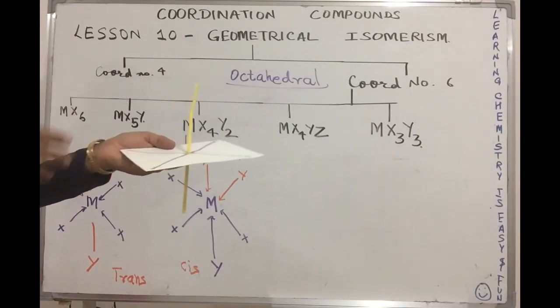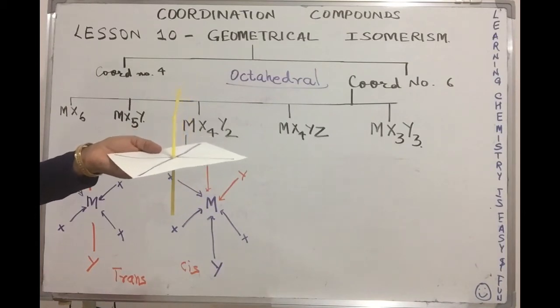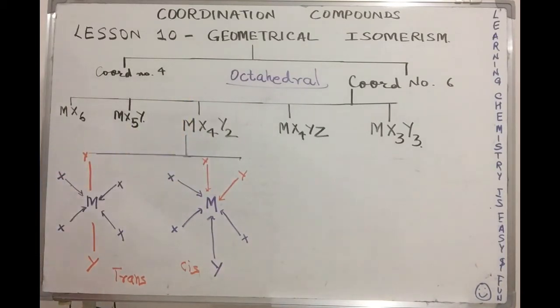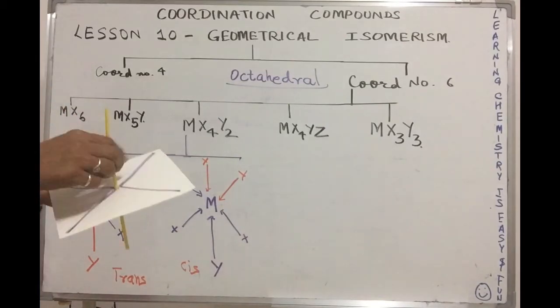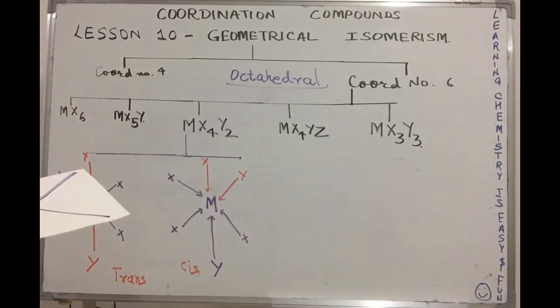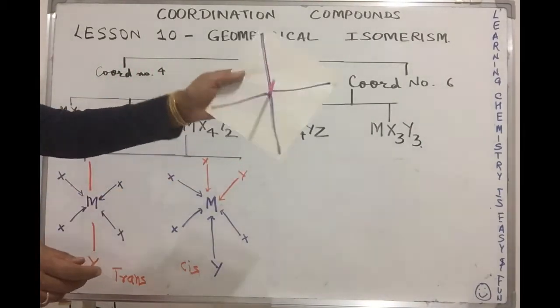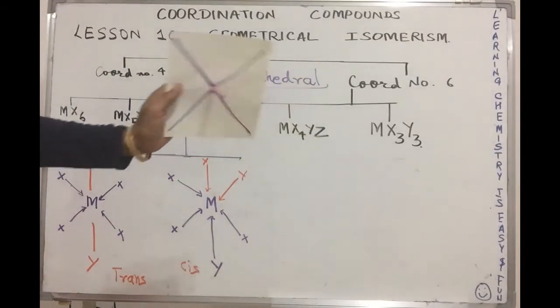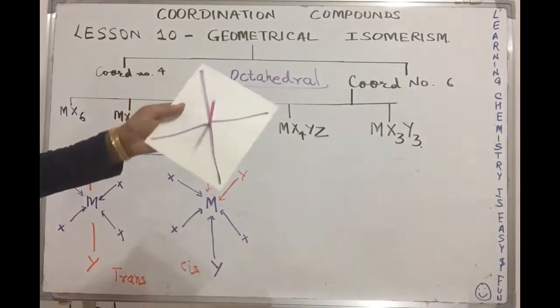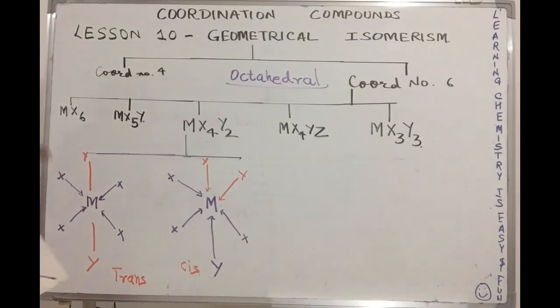Now see over here, so this makes a 3-dimensional arrangement. So let's take one by one. All 6 ligands are the same. So I've drawn purple lines over here and here goes my straw. All of them are the same. Does it make any difference? No, whichever way you put it, they're all the same. So is geometrical isomerism possible in MX6? No, strike it off.